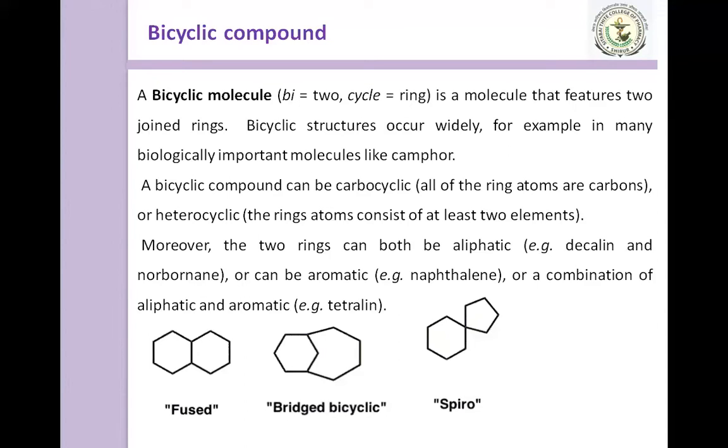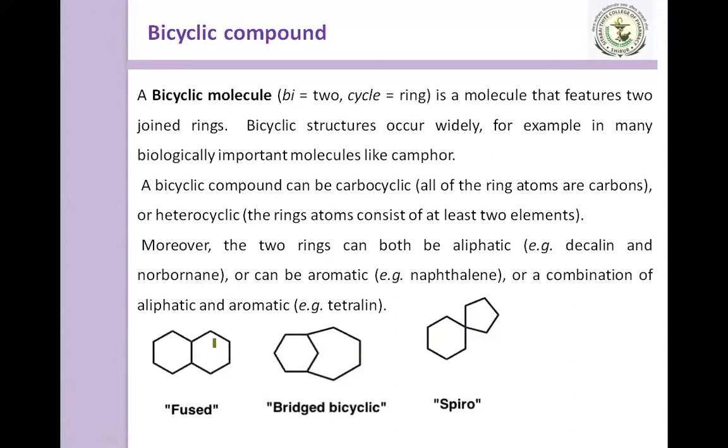Bicyclic structures occur widely, for example, in many biologically important molecules. One example is camphor. The bicyclic compounds can be joined in different ways. Here are the structures which are given. A bicyclic compound can be carbocyclic, meaning all atoms are carbons, or it may contain a heteroatom in the ring, which is heterocyclic. Moreover, the two rings can both be aliphatic, for example decalin and norbornane, or aromatic, for example naphthalene, or a combination of aliphatic and aromatic, for example tetralin.